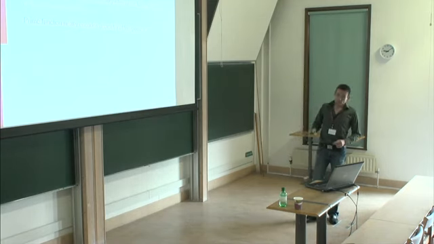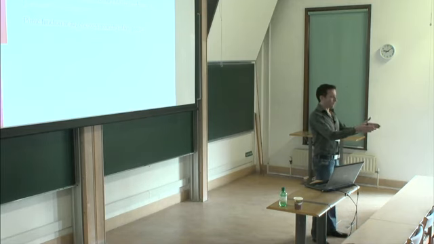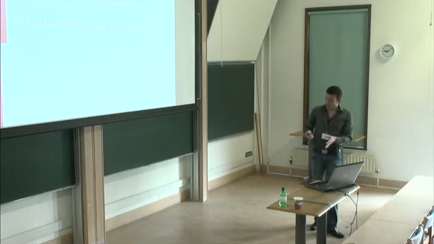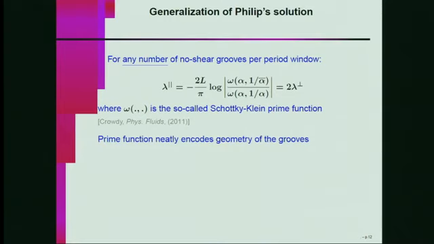I asked the question, suppose you've got a periodic array, but now you've got any number of flat slots in each period window. Any number, any size and shape. I was able to show that, first of all, the longitudinal slip length is still twice the transverse one, and this is the beautiful formula for the slip lengths you need.